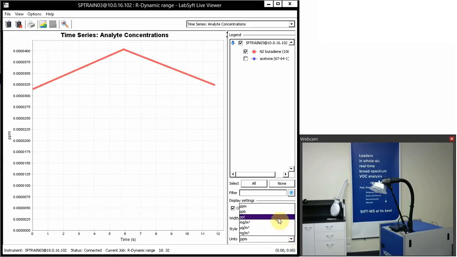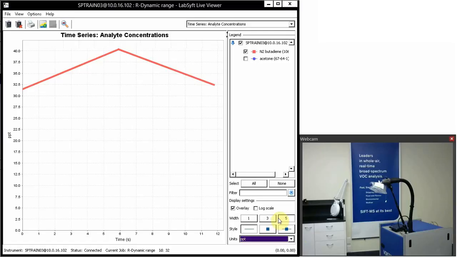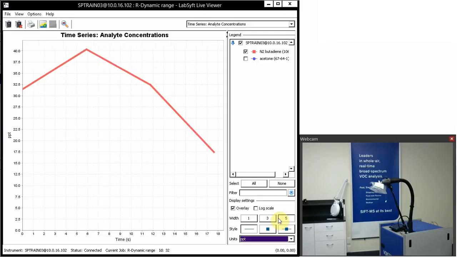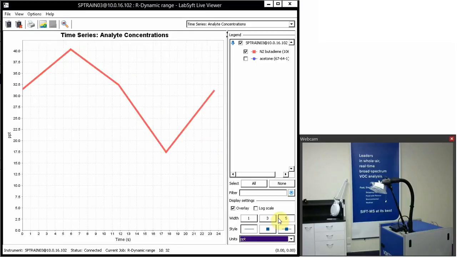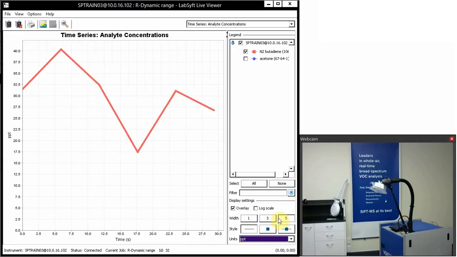I've just changed the measurement units here to parts per trillion, and you can see that the concentration of 1,3-butadiene in this sample is approximately 30 parts per trillion. We're integrating the signal for 5 seconds at each measurement point here, so you can see we're getting excellent measurement precision even at this very low level.